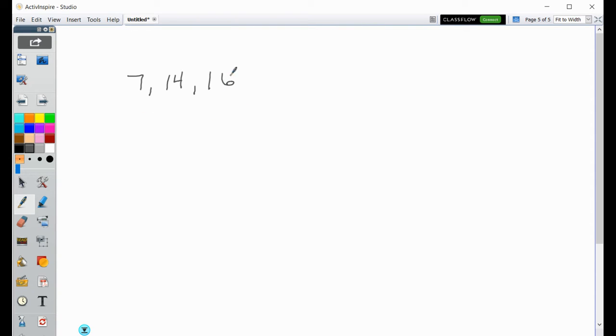Well, if it was a right triangle, this would have to be the hypotenuse. And so I'm always going to set it up based on that. So I'm going to say 7 squared plus 14 squared. And I'm going to put a little question mark here. I don't know if it's equal, greater than, or less than. And then we'll put the 16 squared over here. So 16 squared is 256.